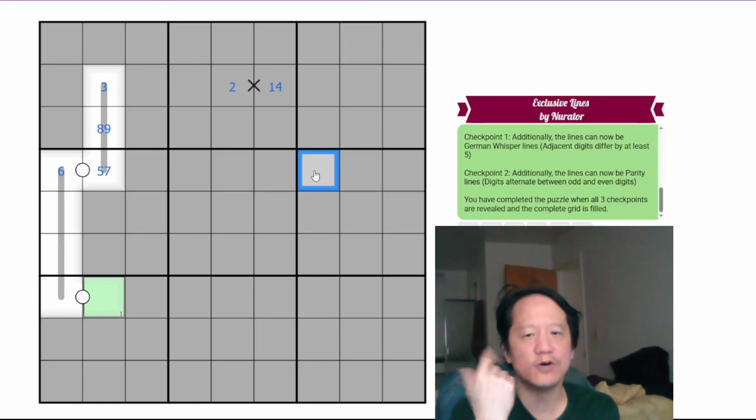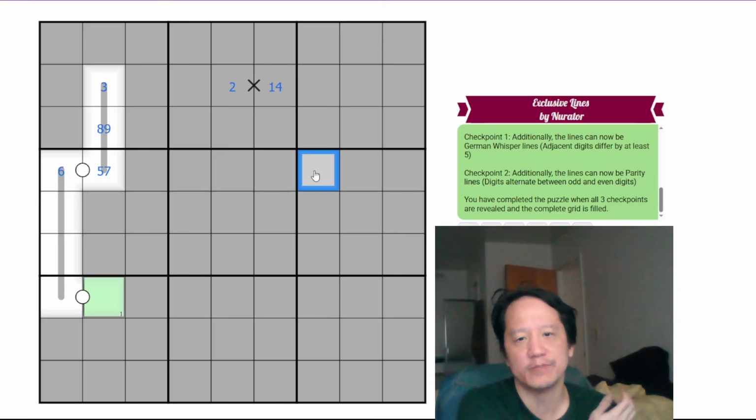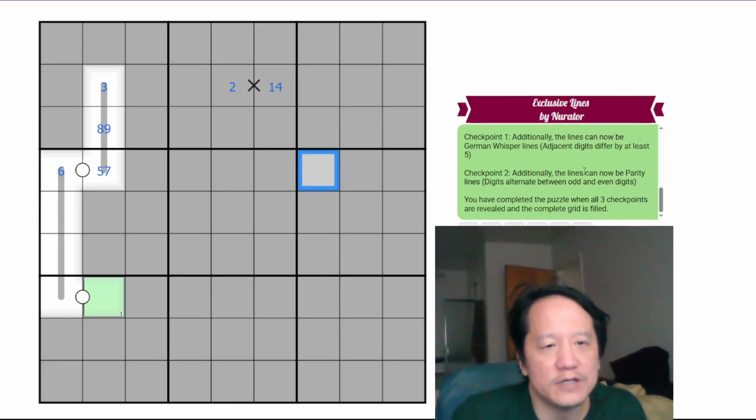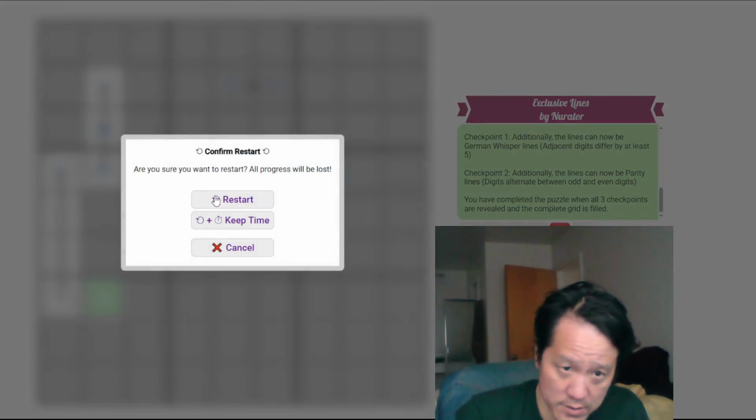And then when all 3 checkpoints are revealed and the complete grid is filled, we have completed the puzzle. So I hope that made sense. Anyways, those are all the rules. If you'd like to play along, there's going to be a link in the description. And now, I'm going to get started. Let's go.